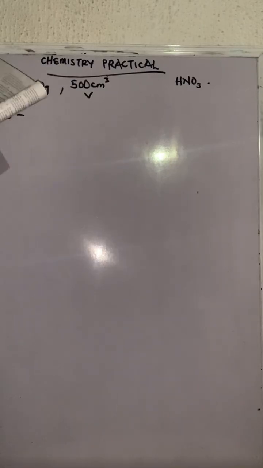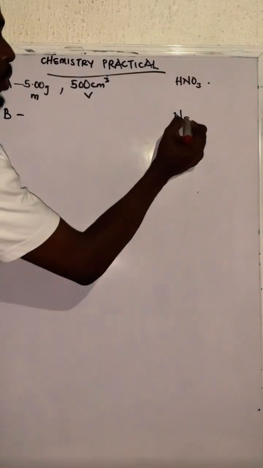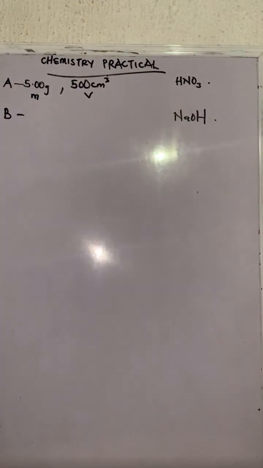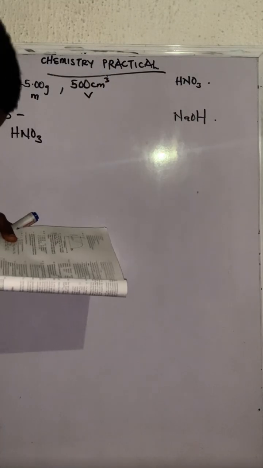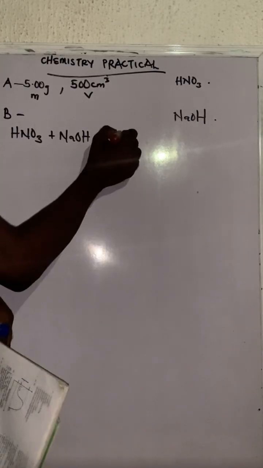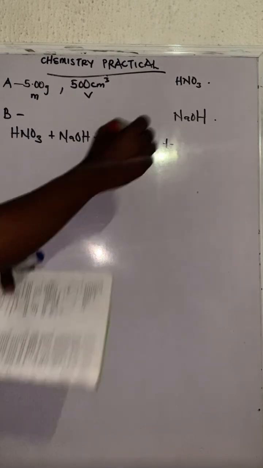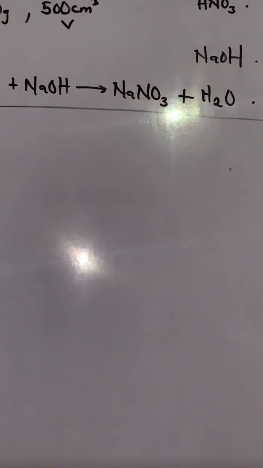The next thing, B is a solution of NaOH. So B is sodium hydroxide. They said put A into the burette, and so on. Then they give us a chemical reaction: HNO3 plus NaOH gives us NaNO3 plus water, H2O. So this is the equation of the reaction. They said tabulate your result and calculate the average volume of acid.